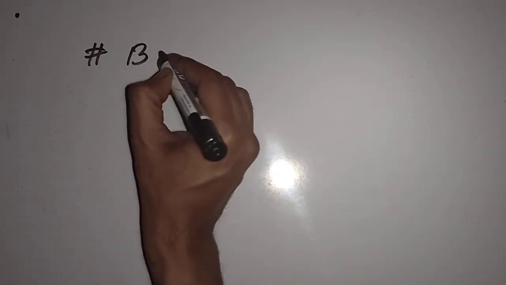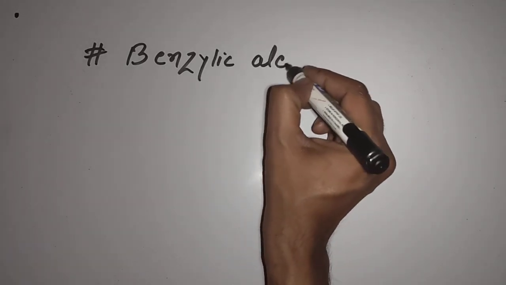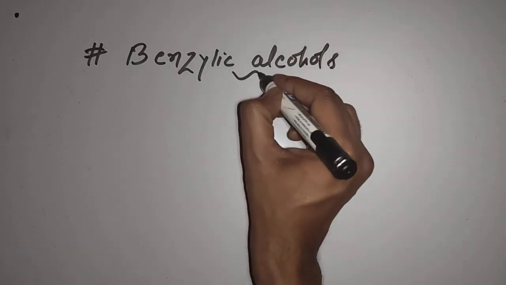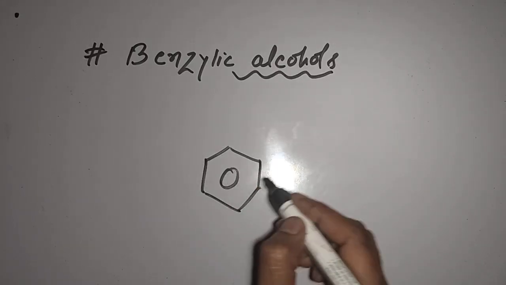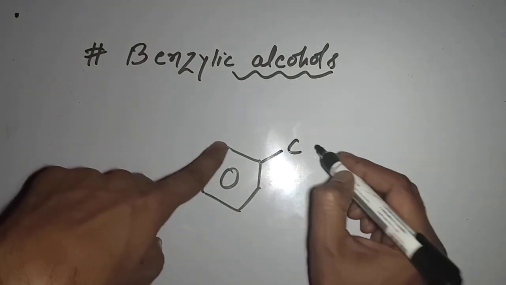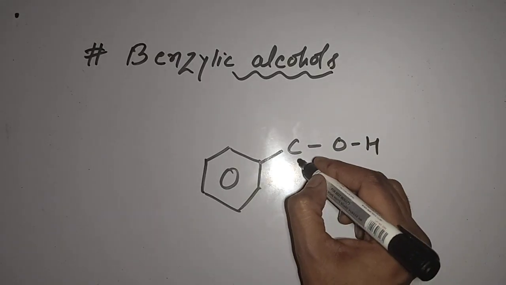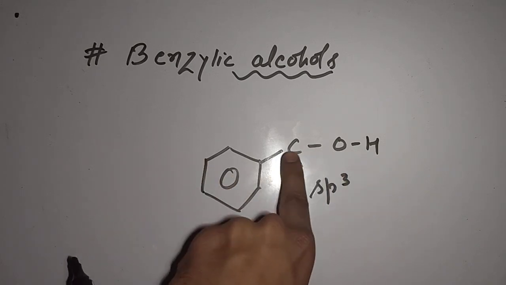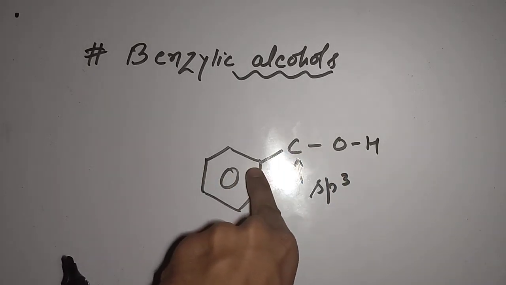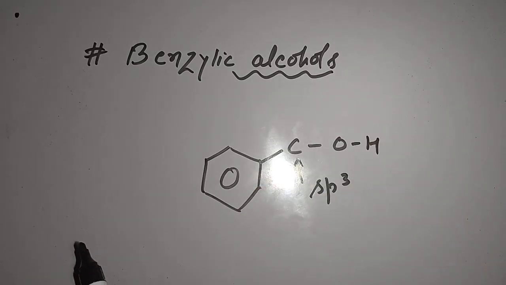Now benzylic alcohols. Condition, please check: benzene ring, carbon, OH. This carbon should be sp3. OH is connected to the carbon which is directly connected to a benzene ring. Such a condition is the benzylic alcohol condition.